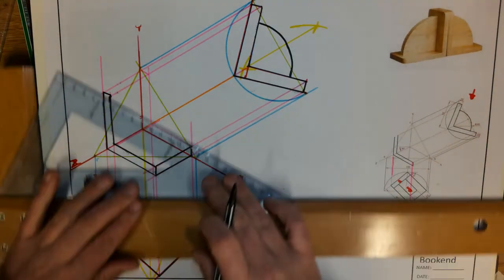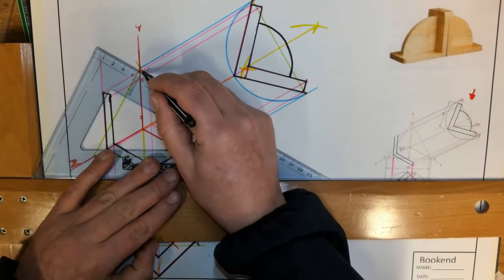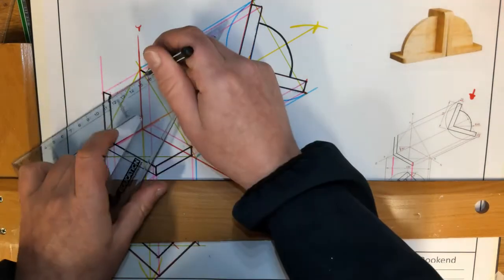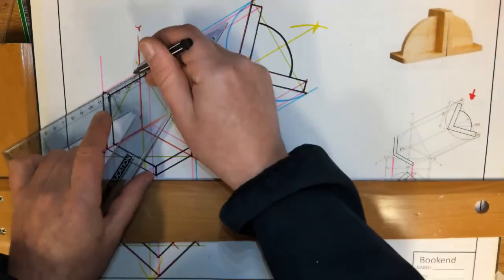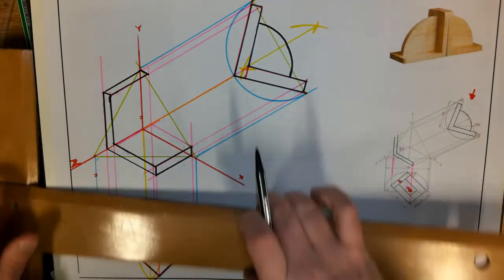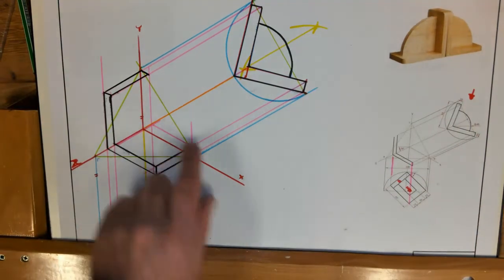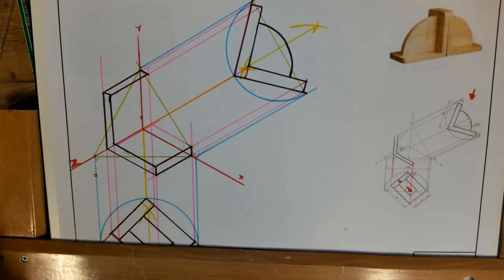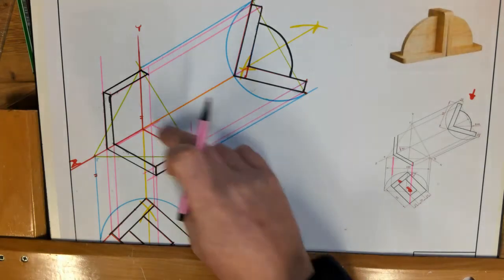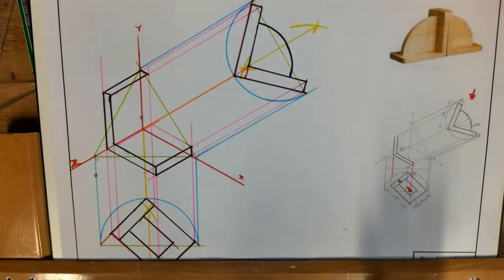So I'm just going to heavy the top because the curve isn't going to interfere with the top, just so that you can see. Okay, so it's basically this sort of surface here. So hopefully that's fairly seeable. So there's my bookend. So what I have is basically a curved surface.